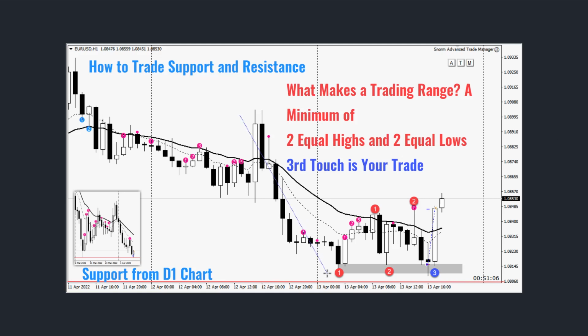First it's a trend, but as soon as this fails to create a new low, we are possibly going into a trading range, because now we have two lows. And then we get a second high, which is this one here, with rejection. So now what happens is that you are in a trading range, and the third touch is going to be your trade. So this is where we went long.